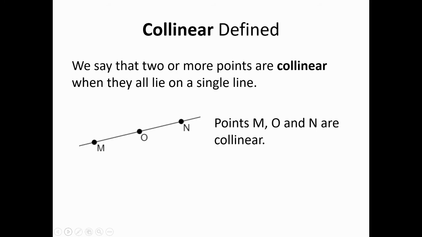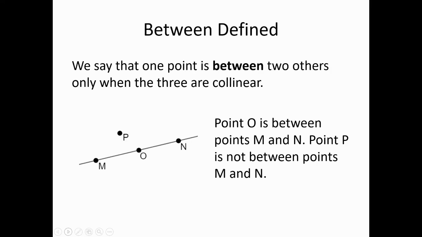Collinear. We say that 2 or more points are collinear when they all lie on a single line. So as is shown in the diagram, we see that points M, O, and N are collinear. Between, we use this in a very particular kind of way. When we say that one point is between 2 others, we mean that they are collinear. Okay, so betweenness implies collinearity. That's the only way we use the word betweenness.